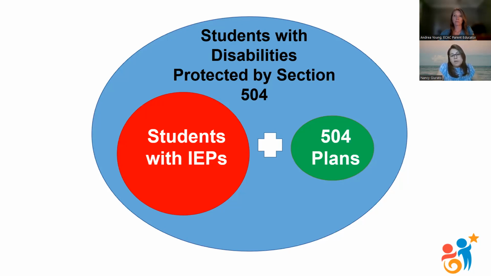But students with 504 plans are the students identified as not needing special education. So that's, in a nutshell, the difference between students with disabilities that require a 504 plan, with accommodations and supports, and students with disabilities that require special education via an IEP.